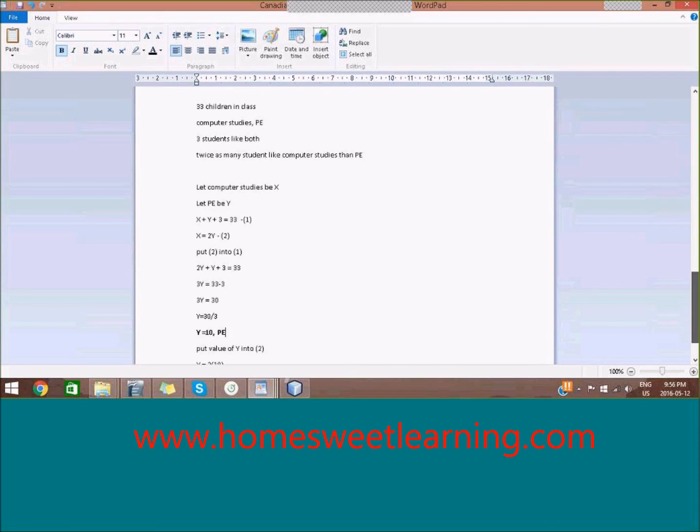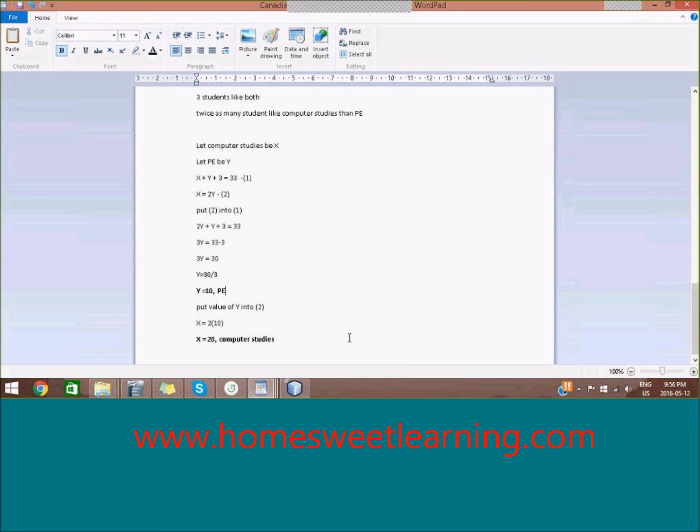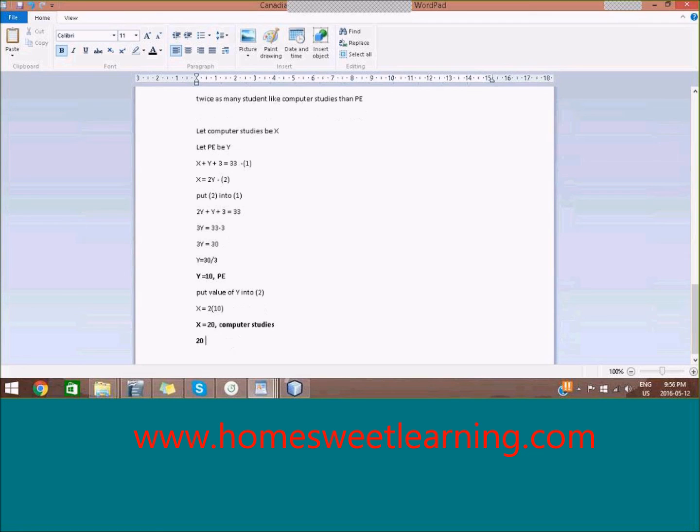To verify that you made the right choice, so you know we have the total number of students as 33. So all we have to do is add up the students that like computer studies, PE, the students that like both, and we should get 33. So that is 20 plus 10 plus 3 is equal to 33. So we did a good job.